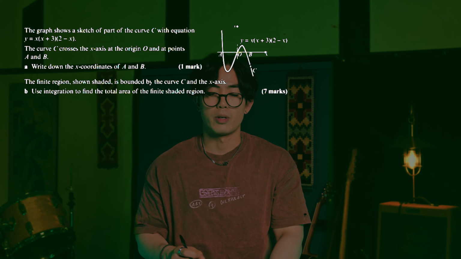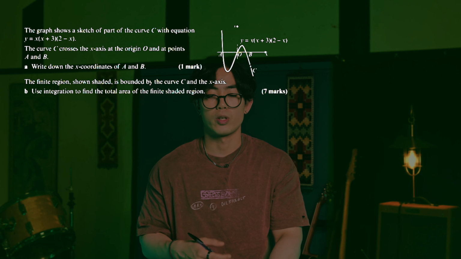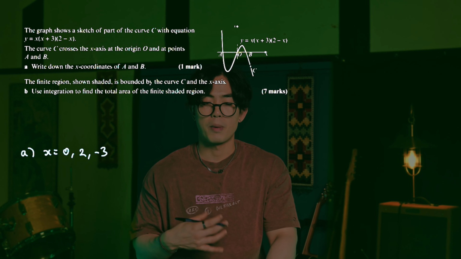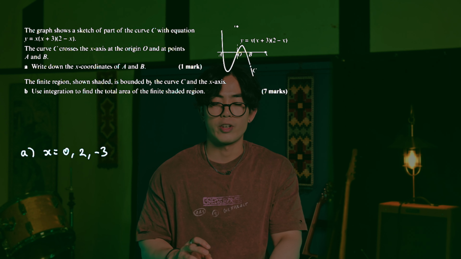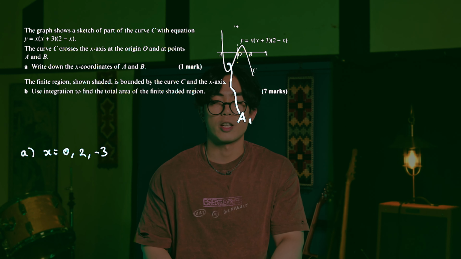Okay, so let's try this example here. So in part A, they want us to find the coordinates of A and B. I'm just going to tell you it's going to be 0, 2, and negative 3. But in part B, they want us to find the finite region bounded by the curve and the x-axis. So it's going to be this region here.